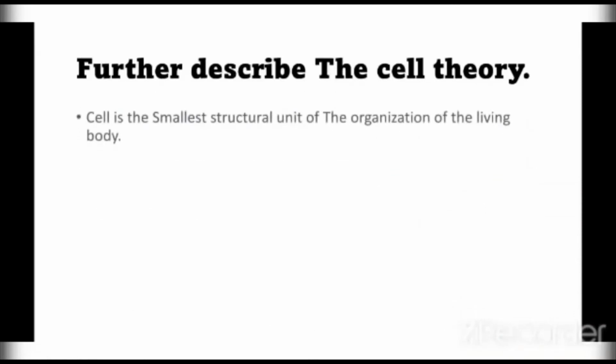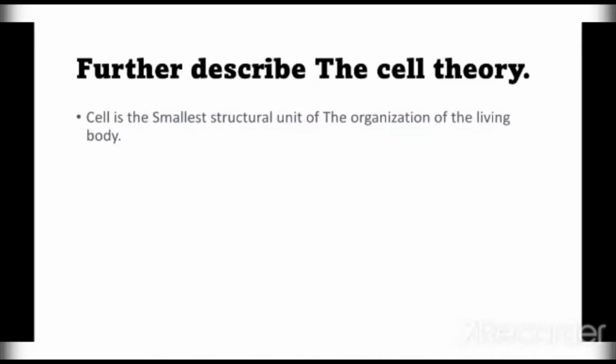The cell is the smallest structural unit of the organization of the living body. It means the cell is the building unit, like when we take the example of a house, we can see the bricks. Like that, in our body also, every place has a cell organization, because every system, every organ, and every tissue is made up of a collection of cells. So we can say the cell is the smallest structural unit or building unit in our body.